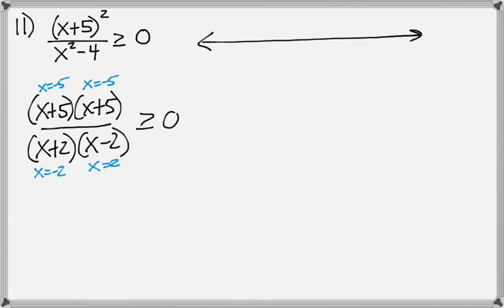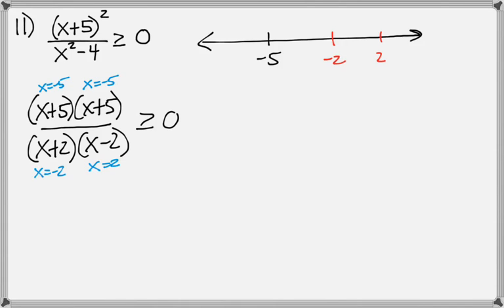So negative 5 is going to be a normal cutoff point, and 2 and negative 2 are going to be undefined cutoff points. So I'm going to put them in a different color. And let's check to make sure that those are my correct cutoff points.